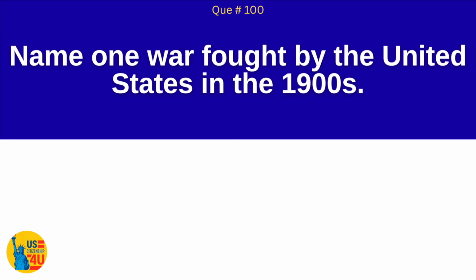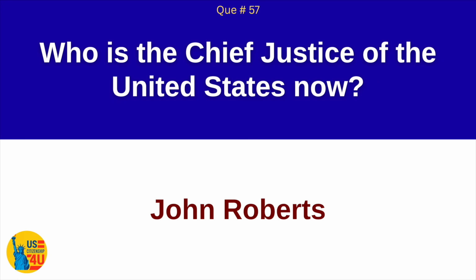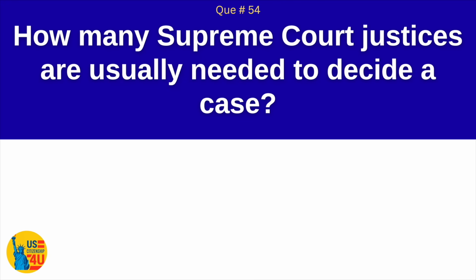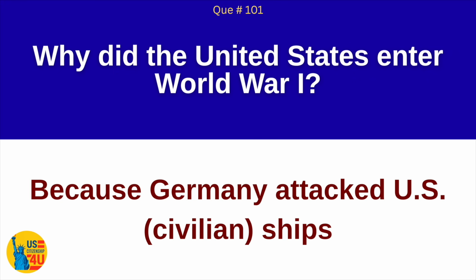Name one war fought by the United States in the 1900s. World War I. Who is the Chief Justice of the United States now? John Roberts. How many Supreme Court justices are usually needed to decide a case? 5. Why did the United States enter World War I? Because Germany attacked U.S. civilian ships.